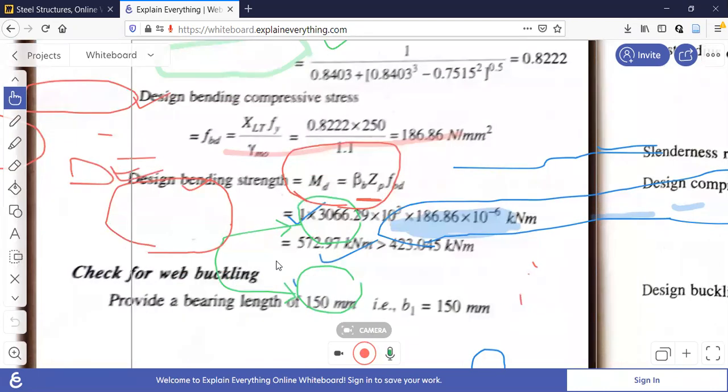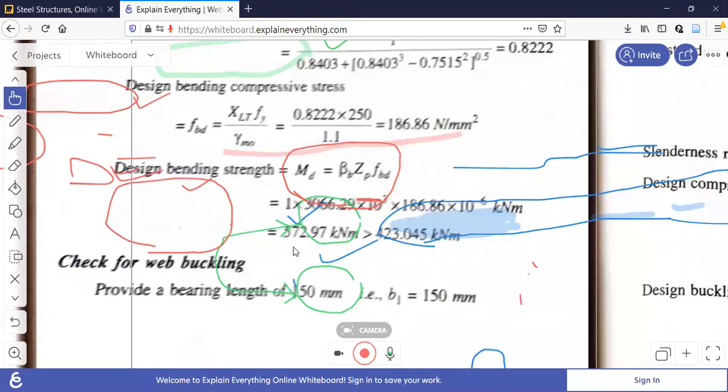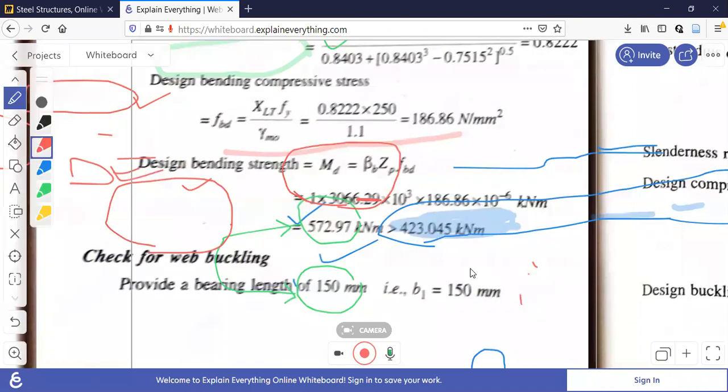Finally, design bending strength is calculated here. Beta B after finding FBD, which is equal to chi LT Fy by gamma m naught. So MD is equal to beta B ZP. You can see FBD. So how much is this? 572.97, which is more than the factored bending moment. So the section is safe against bending.